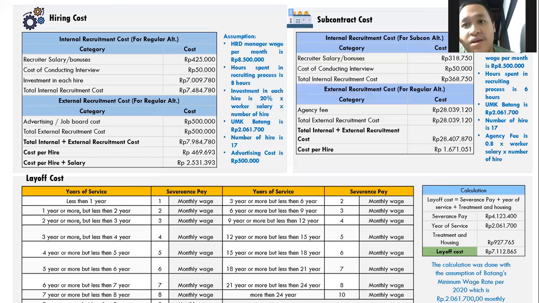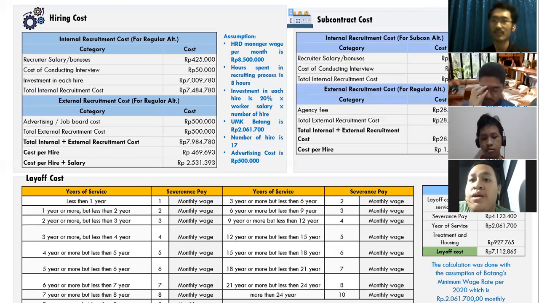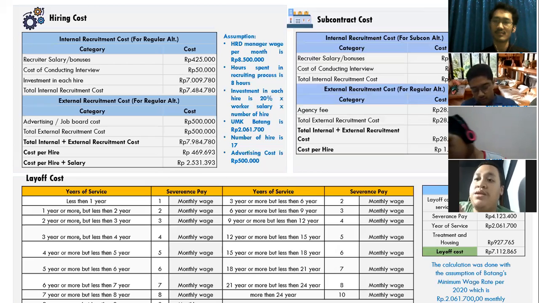And then for the subcontract cost, the internal cost consists of recruiter salary and cost of conducting interviews, and the external cost is the agency fee. We found the cost per hire is 1,671,000. The assumptions are more or less the same, except that our time spent in the recruiting process is 6 hours and the agency fee is 0.8 times worker salary times number of hires.